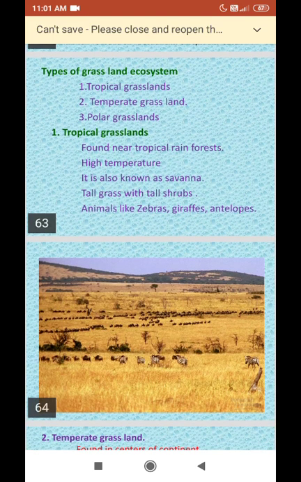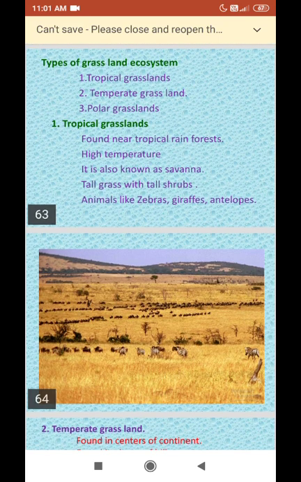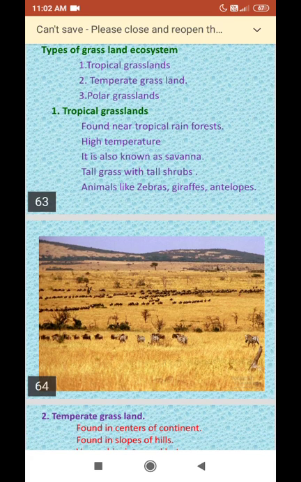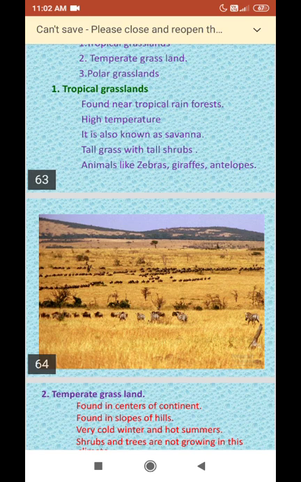First one is the tropical grassland. It is found near the tropical rainforest. It has high temperature. It is also known as the savanna. There are tall trees with tall shrubs. Here we can find animals like zebra, giraffe, and antelopes in the tropical grassland.